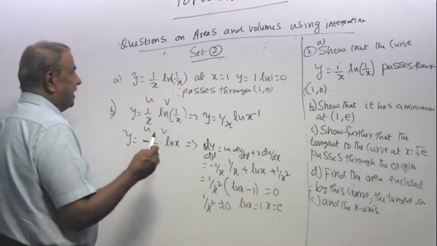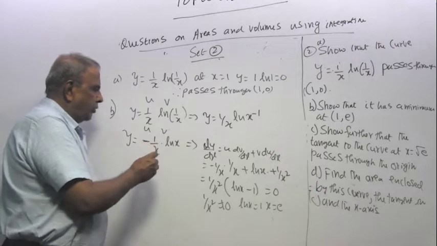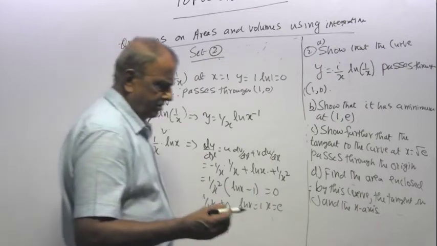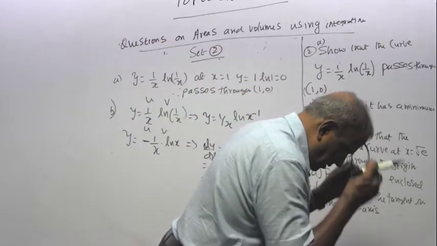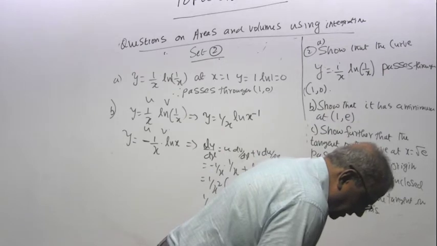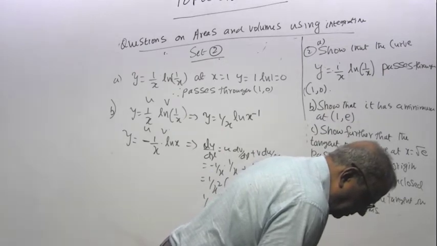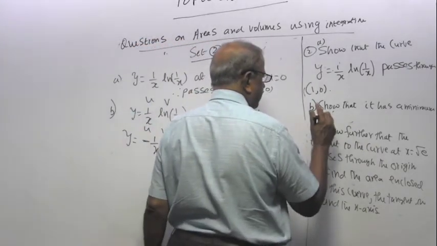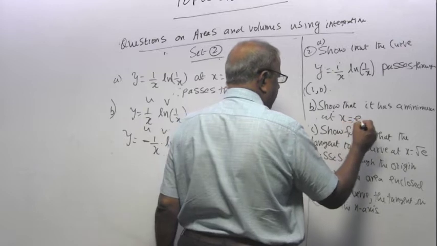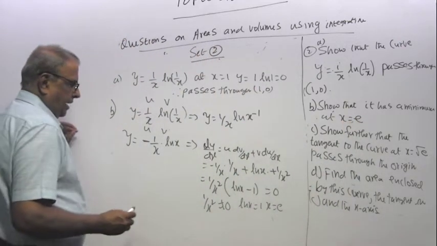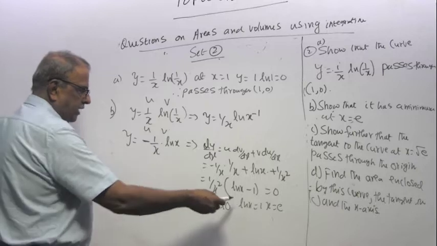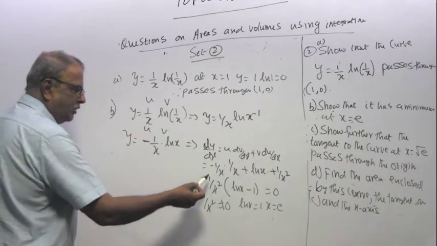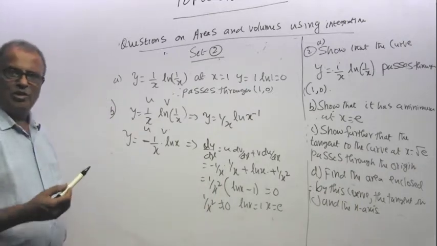When x is e, what is y? Minus 1 over e ln e, which is, no, that's wrong. I think this is a printing error in this question. Oh, no. At x equal to e, that's all it says. I'm sorry, I copied the question wrong. I need to show it is a minimum. So you have to differentiate that. That's going to be difficult.